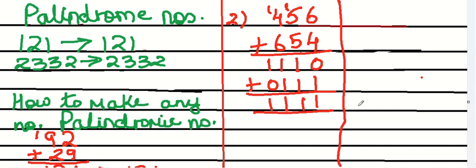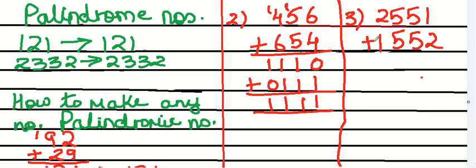Now with the third example, the number is 2551. Now I reverse the number and I write 1552. Now we will try this and see whether it is a palindromic number or not. So 3, 5 plus 5 is 10, 5 plus 5 is 10 and 1 is 11, 2, 3 and 4. So this is also not a palindromic number.